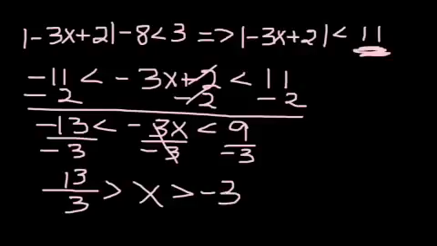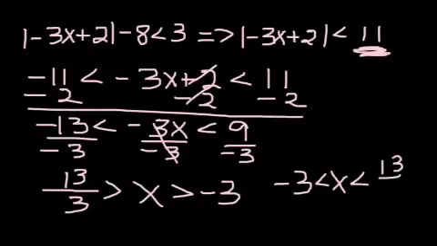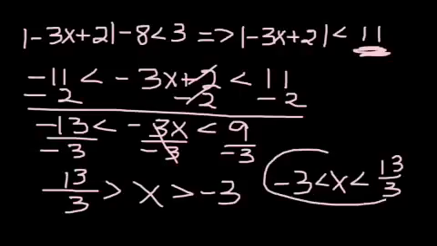And again, I probably would prefer to write this by saying negative 3 less than x less than 13/3. In red, x is between negative 3 and positive 13/3. So there's my final answer for the inequality. Absolute value of negative 3x plus 2 minus 8 is less than 3.